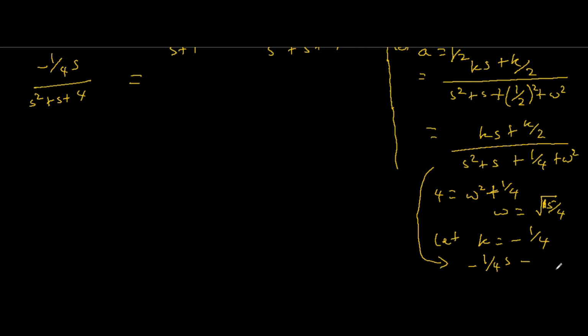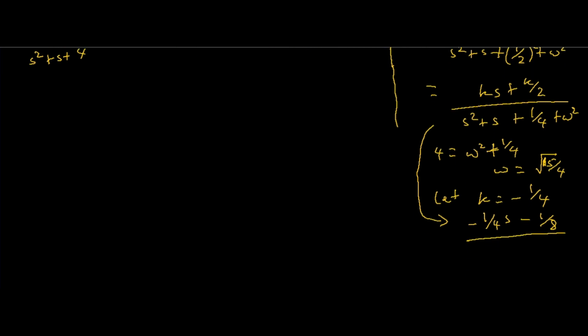It will now be minus 1 over 4 divided by 2 minus 1 over 8. All of this divided by, let's scroll down a little more, all of this divided by s squared plus s plus, I hope you don't mind if I just go ahead and write 4 over here, because I've made my omega equal to square root of 15 over 4, in which case this just pans out to be 4.